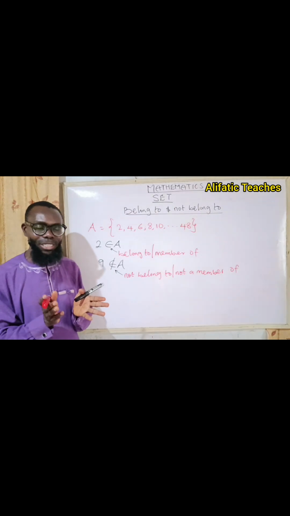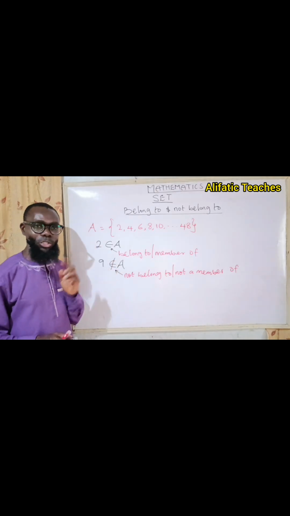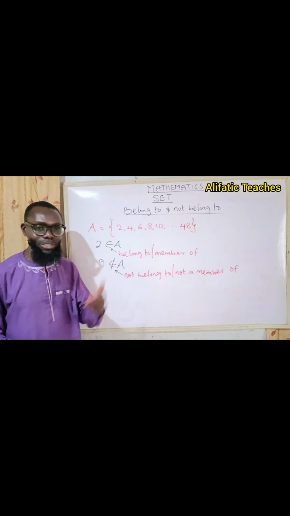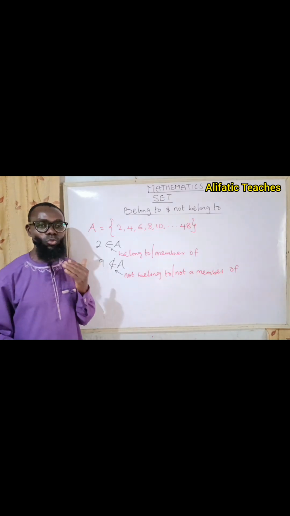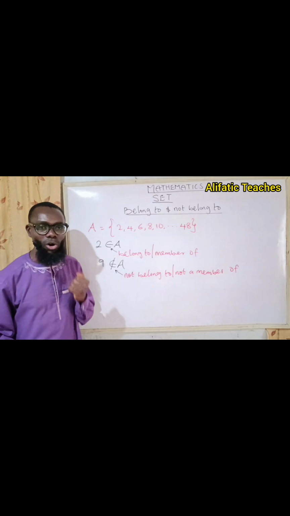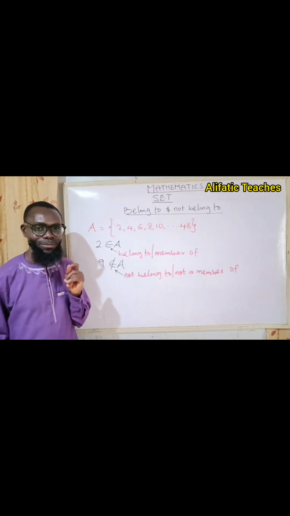Do you now understand this better? So which means when you want to use this symbol, use it for something that's a member of, something that belongs to a set. While this one refers to something that does not belong to that set, or is not a member of that set.